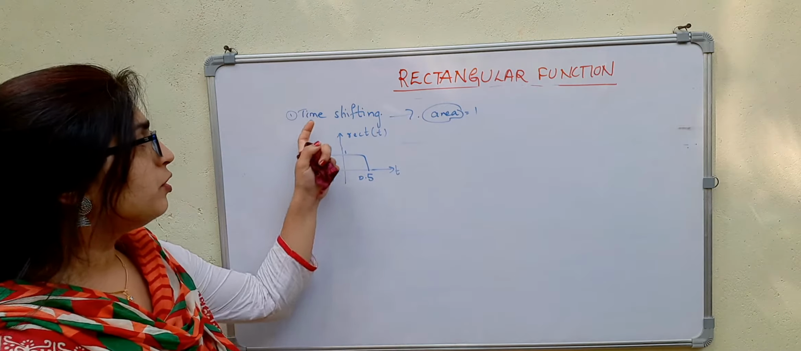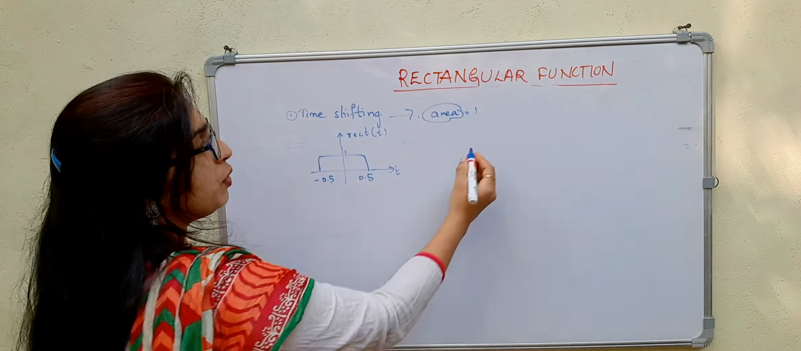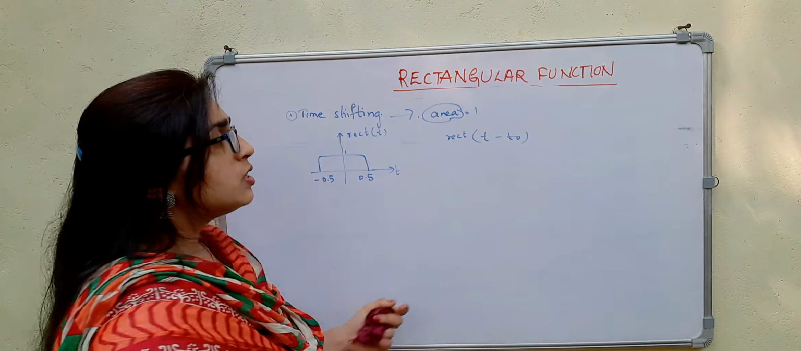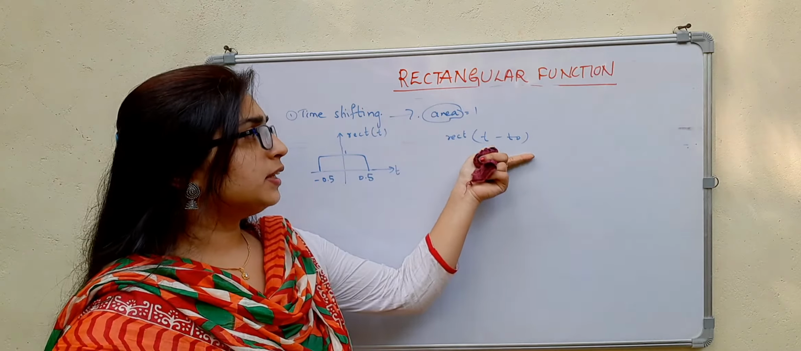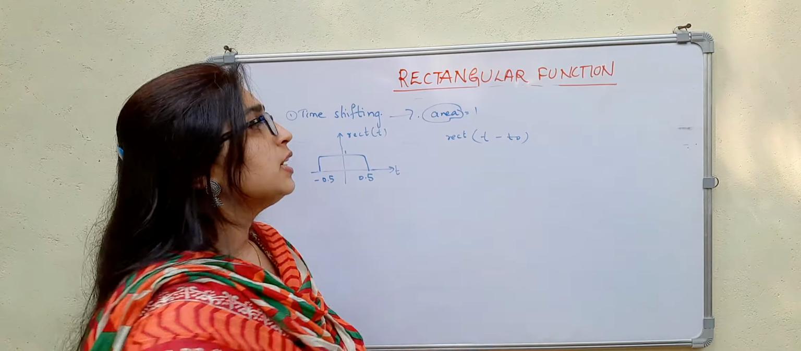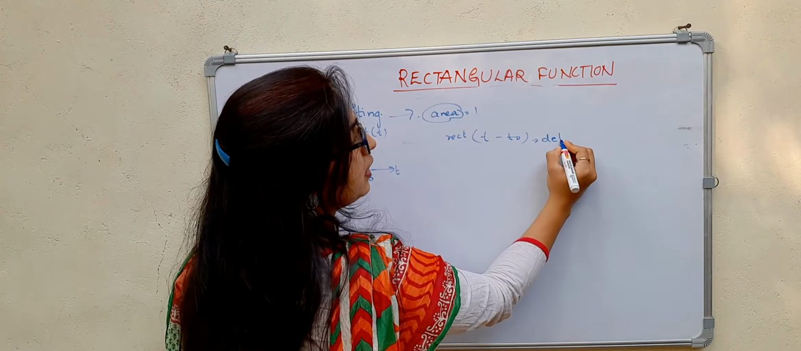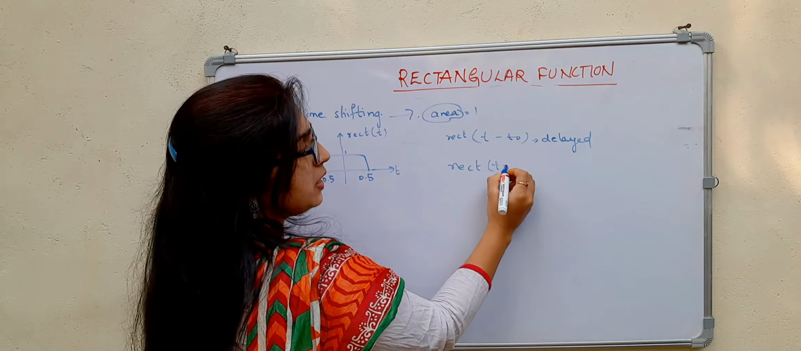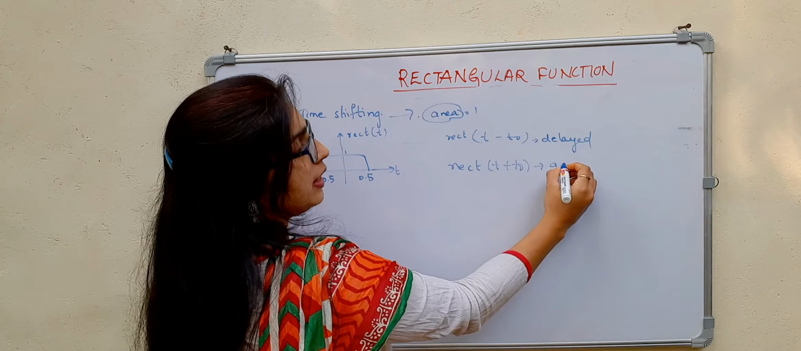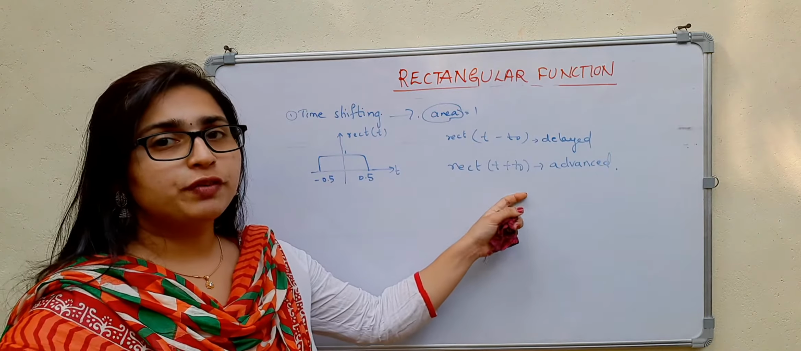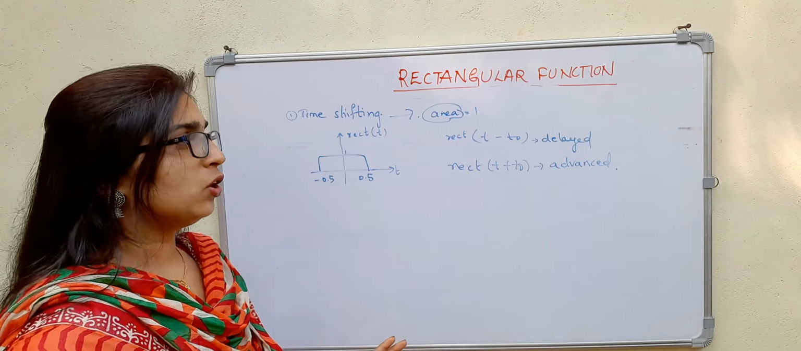Okay, now shifting is nothing but, if you have rectangular t minus t naught, you know that it is shifted towards the right by t naught units. That means you are going to get the delayed signal. In rectangular t plus t naught, you are going to get the advanced signal. That means it is shifted towards the left by t naught units.